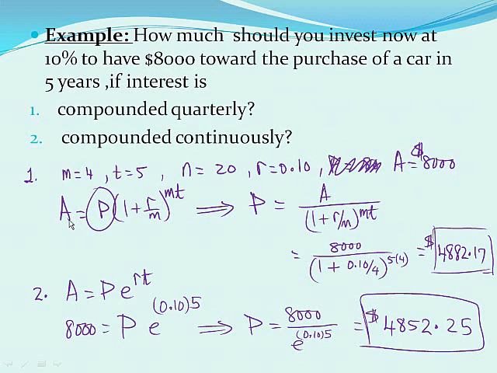Substituting in the formula, A equal to P multiplied with 1 plus R by M power MT. I am interested in calculating P, the present value. So I can divide with the other factor, getting the new formula for P. P equal to A over 1 plus R by M power MT. Substitute the given values. A is 8,000 and so on. Now we can put this in the calculator to get 4,882.17.